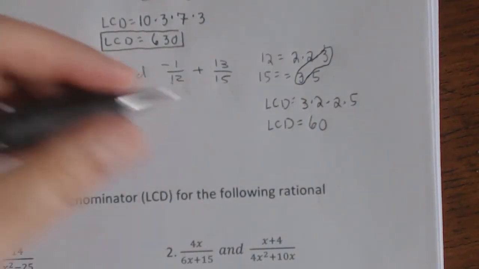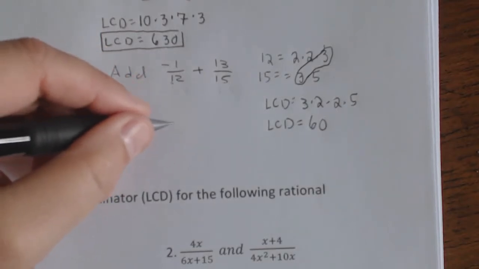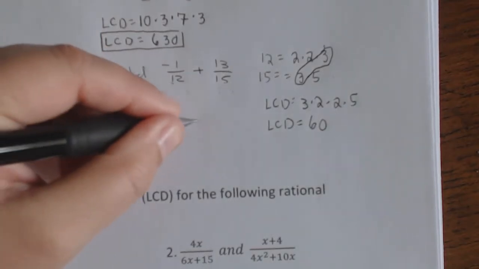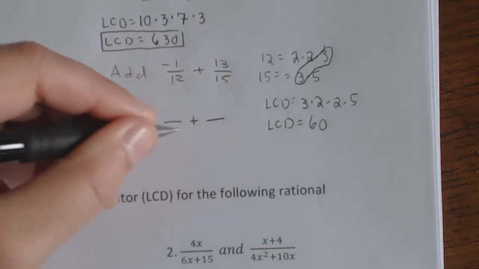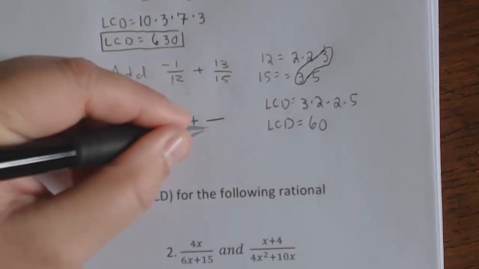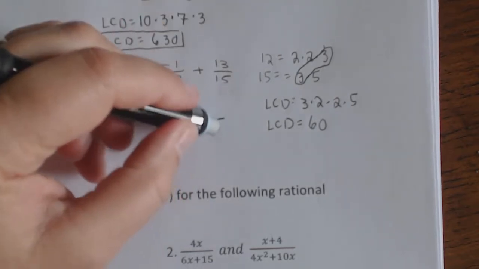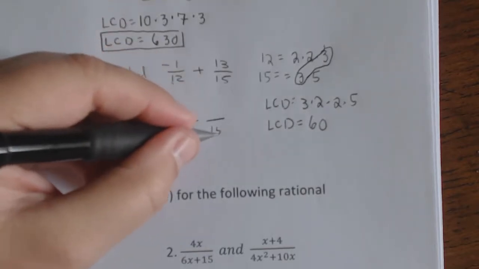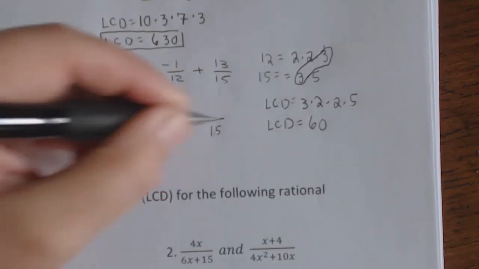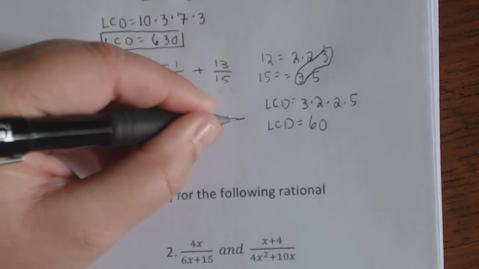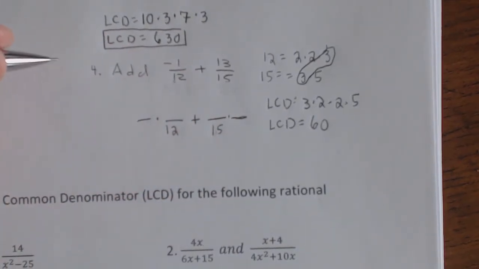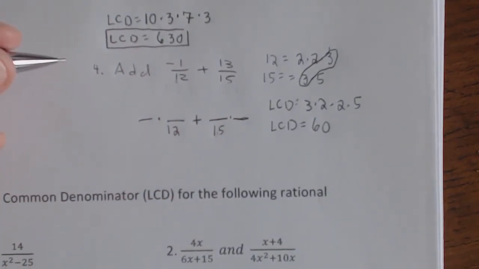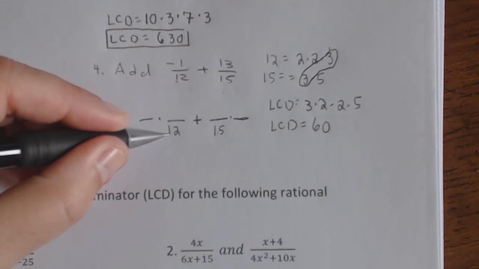Okay, so the LCD is 60, but we can't just change the denominators. We have to remember that we can't change the ratio. So now our thinking is going to change, and we're going to have to multiply both of these fractions by what I call a convenient form of 1. So I want 12 to turn into 60 with the use of multiplication.